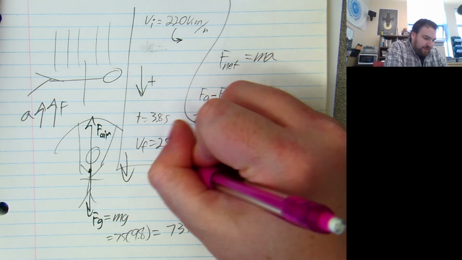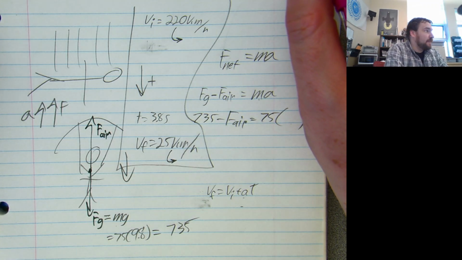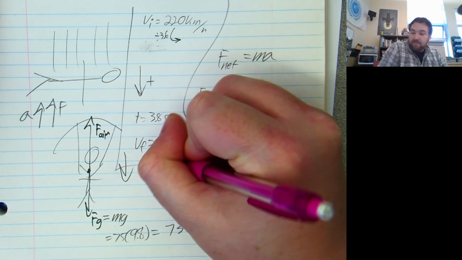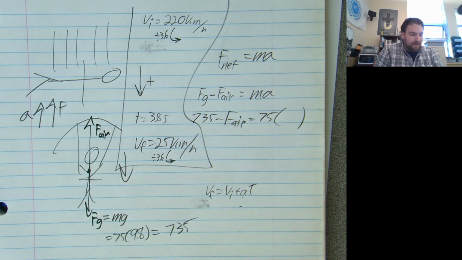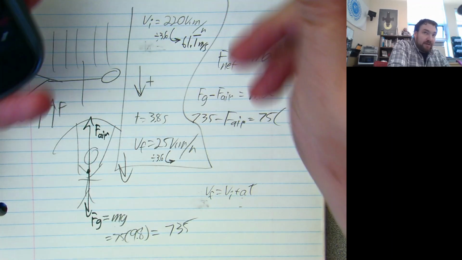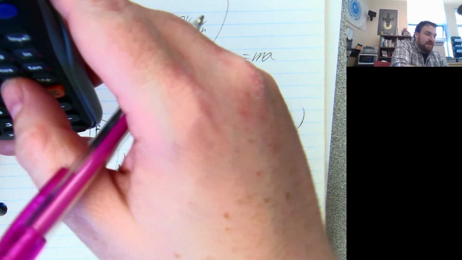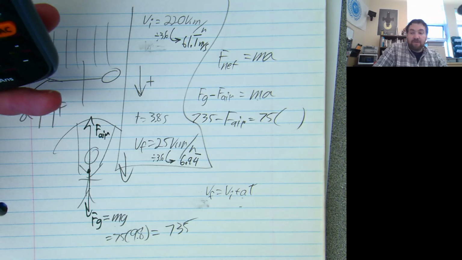So to turn kilometers per hour into meters per second, we're doing what? Dividing by 3.6. So I've got my free body diagram, I've got my kinematic information, I've got my formulas. 220 divided by 3.6 is 61.1 repeating. And 25 divided by 3.6 is going to be 6.94, and the 4 apparently repeats forever.